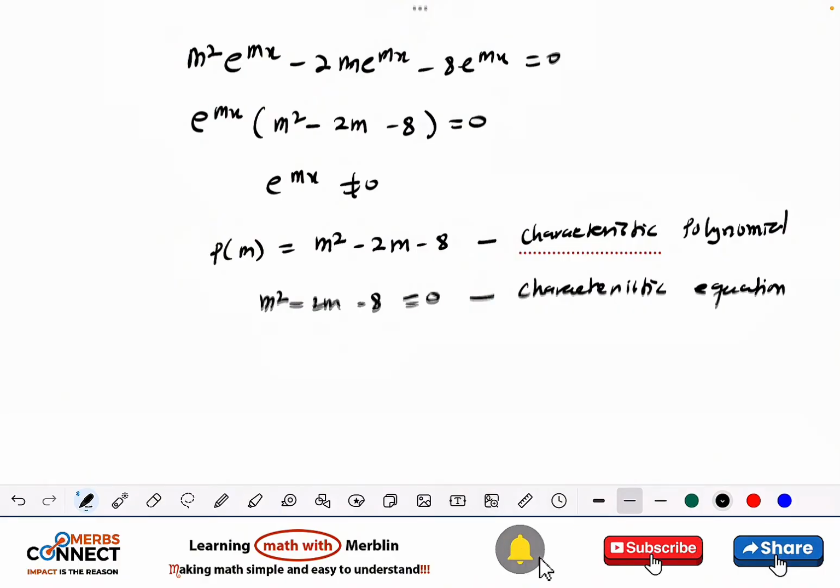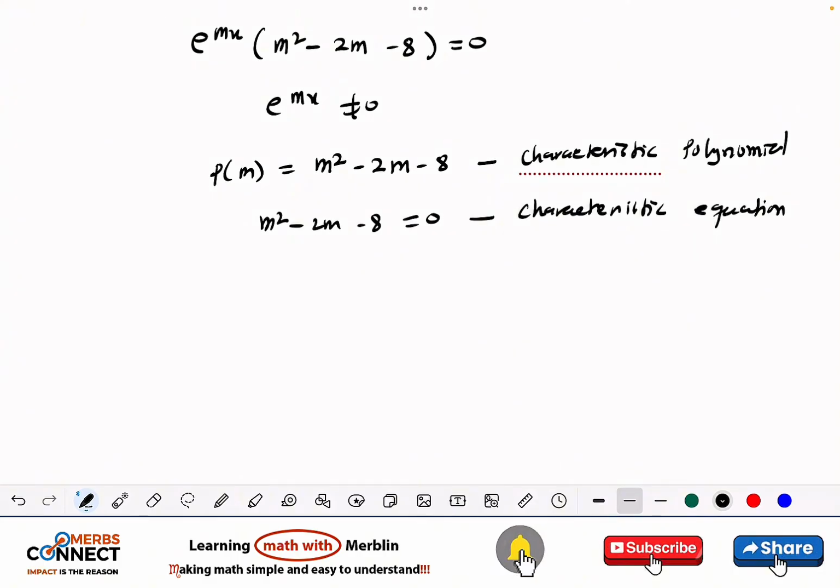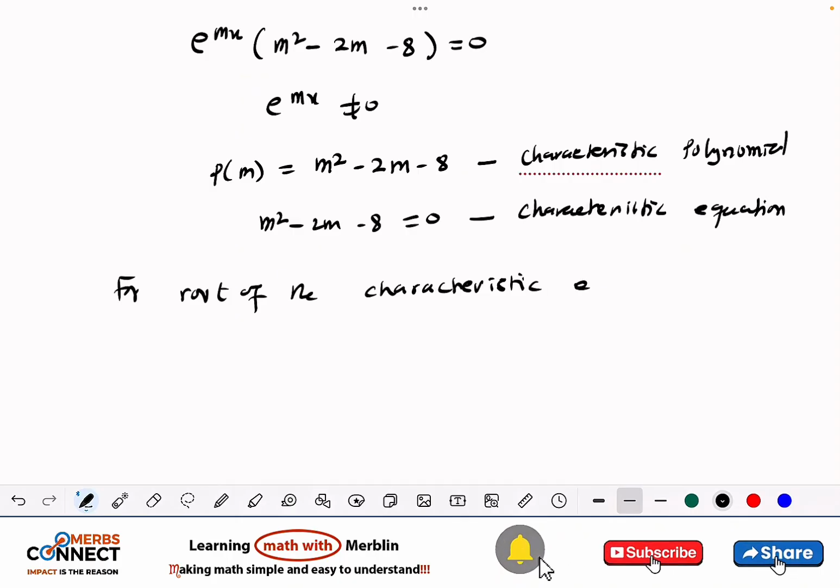So here, if you don't know how to do factorization, you can use the quadratic formula to solve, right? So for the roots of the characteristic equation, you can skip this. This is the first time, and that's the reason why I just want to write everything for us to see. So in the next example, I'll just be skipping everything here so that we can go fast.